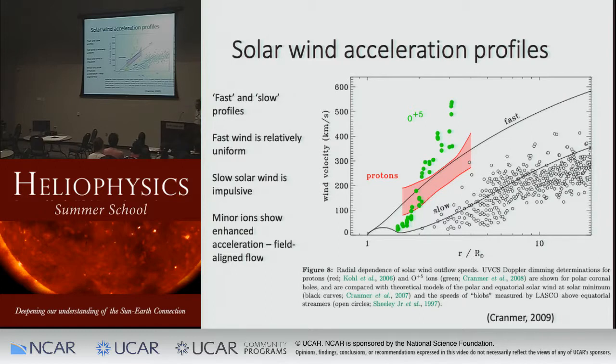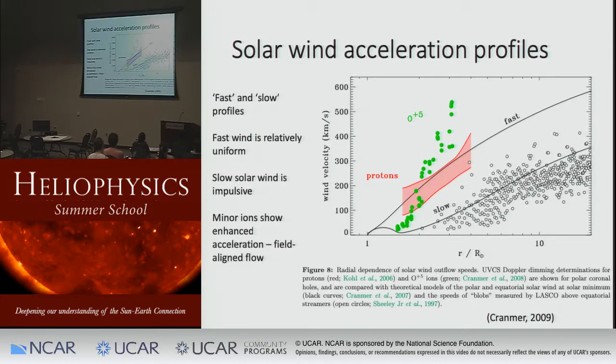Okay, so now we know a lot more these days. The next couple of plots are from some papers by Steve Cranmer here at Colorado. So this is a measurement of wind velocity, and this is distance from the sun in solar radii. And what we have here is a kind of a collection of stuff. The little open dots are what we call blobs. They're little blobs of plasma, or blobs of white light taken from dynamic coronagraph images of the sun.